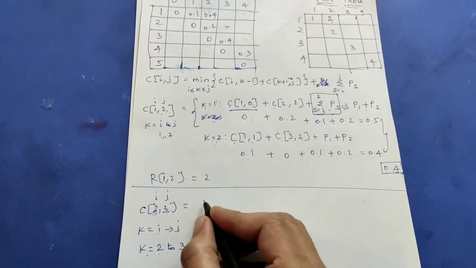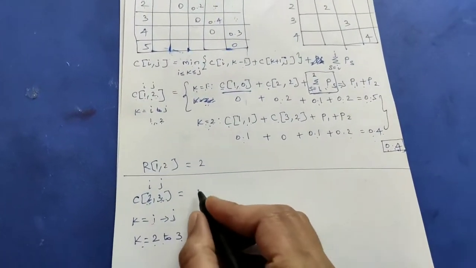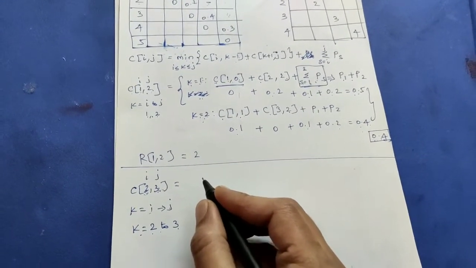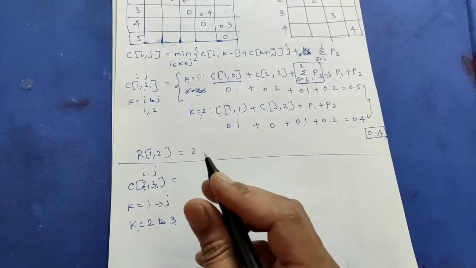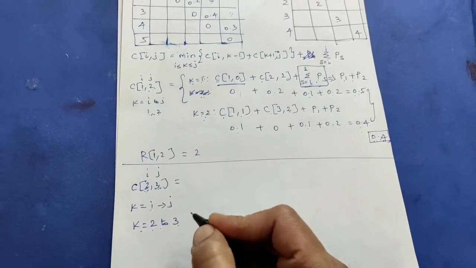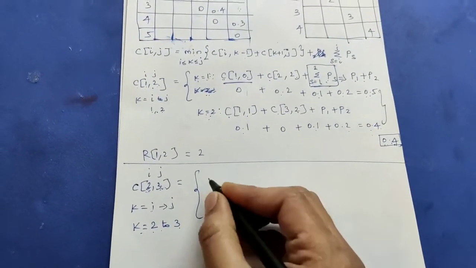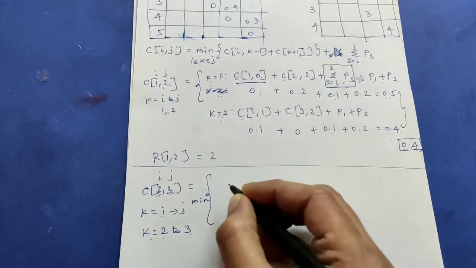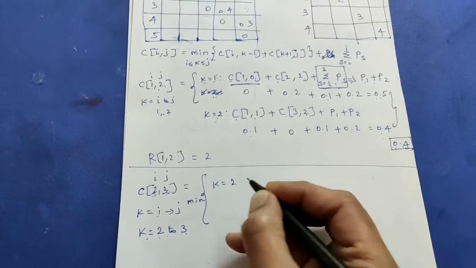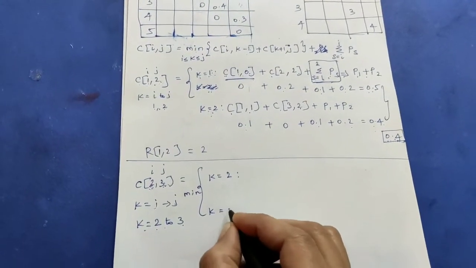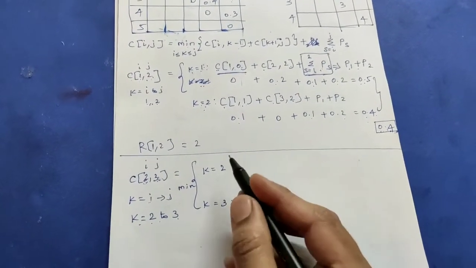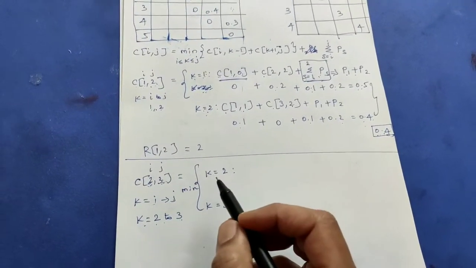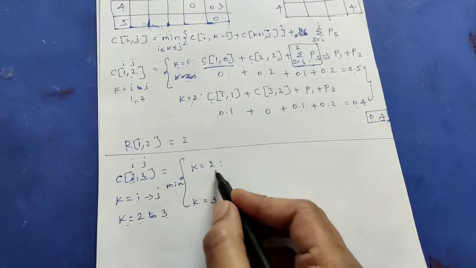Now apply the same formula for the I value as 2, for the j value as 3, and also k value should be processed for 2 and then it should be processed for 3. So apply the formula: minimum of, first you process k value as 2, then you process k value as 3. Out of these two, which will give you the minimum, that should be filled in this location of the cost table. Now I have taken k is equal to 2.